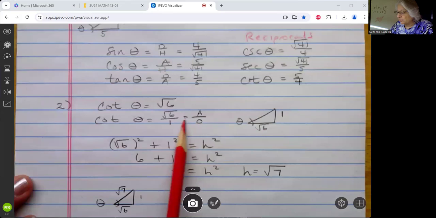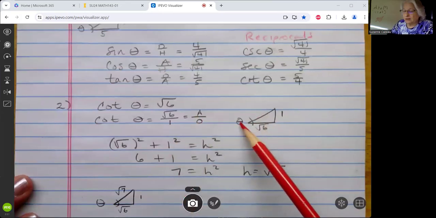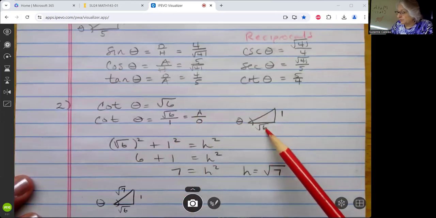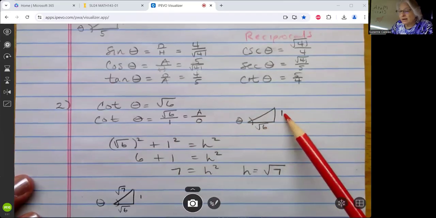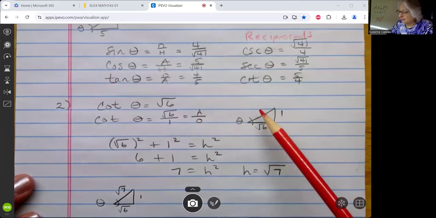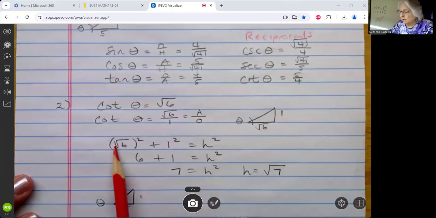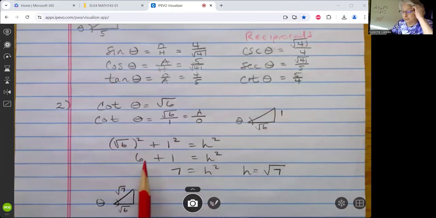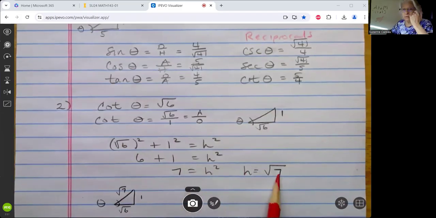And so now you can draw your little triangle, put your theta here. Adjacent is root 6, opposite is 1. And now you can use the Pythagorean theorem to get the hypotenuse. The square root of 6 squared is just 6, plus 1 squared is 1, and that's 7. So h is the square root of 7.